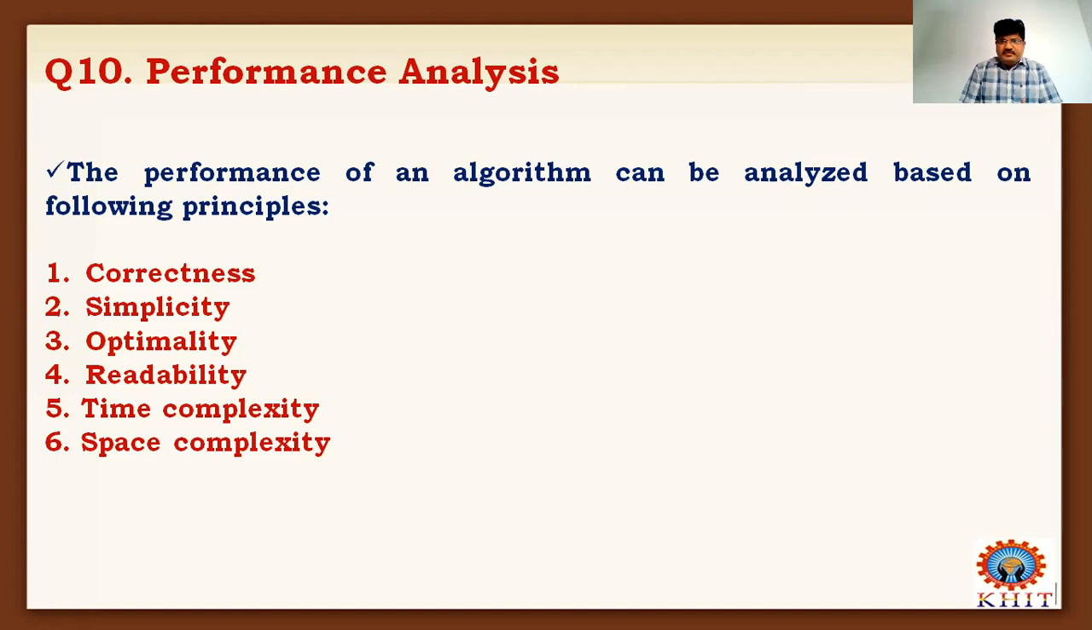The performance of an algorithm can be analyzed based on some principles. There are 6 principles which are listed over here. Among them, only 2 are very important. The first one is time complexity, and the second one is space complexity. Time complexity and space complexity are 2 important factors which can be used to measure the performance of an algorithm.